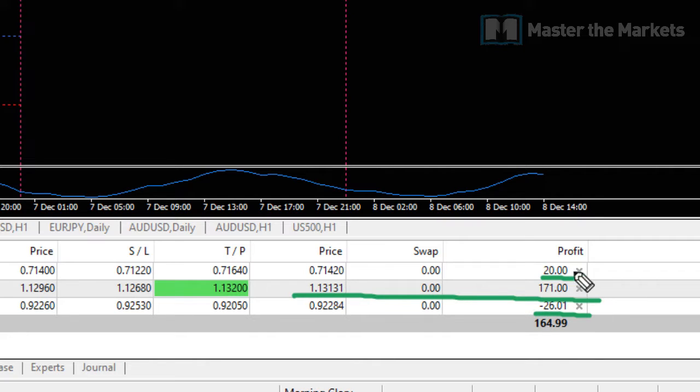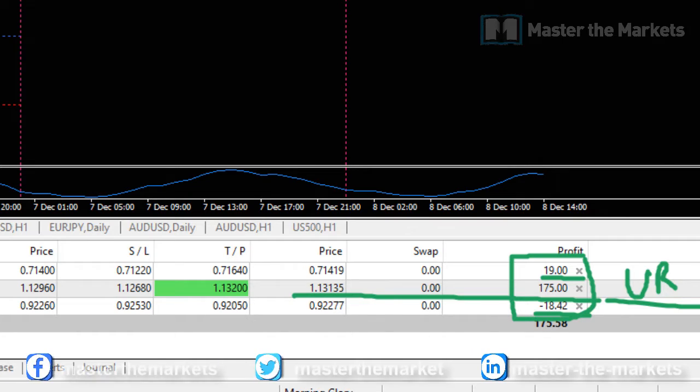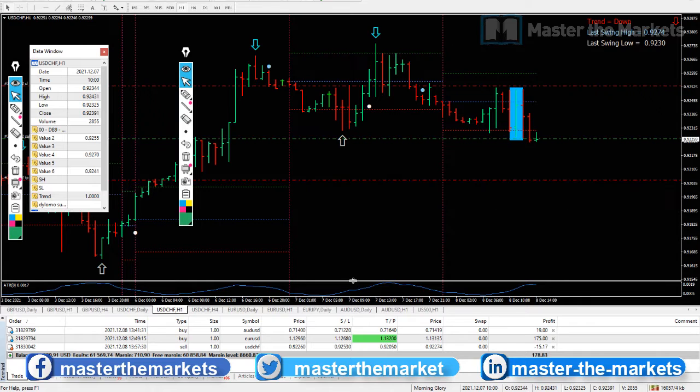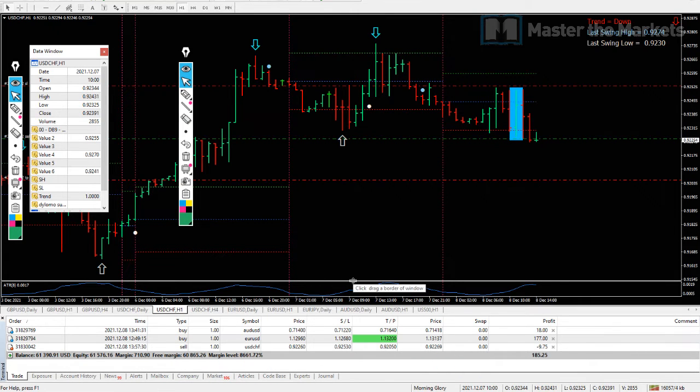Now the point is not about focusing on these running figures here because they're all unrealized, right? They're not realized yet and you don't have any control over them. The main thing you should really be focusing on is the trade management of the trade. Okay, so let's go through one by one.